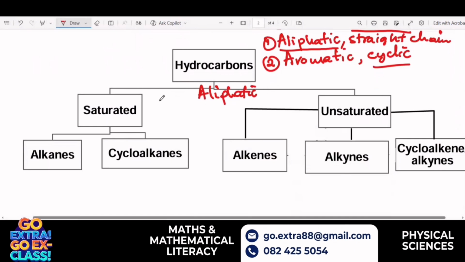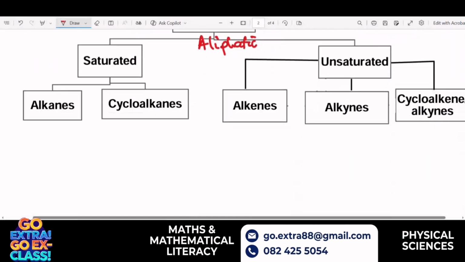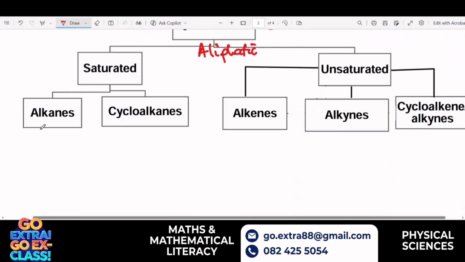Now we have two groups of them: saturated and unsaturated, and we have already mentioned what saturated and unsaturated mean. The saturated ones have two groups, called alkanes and cycloalkanes. Cycloalkanes are also cyclic, forming a chain that goes around in a cycle. Then we have the unsaturated aliphatic ones, which are called alkenes, with an E compared to alkanes.